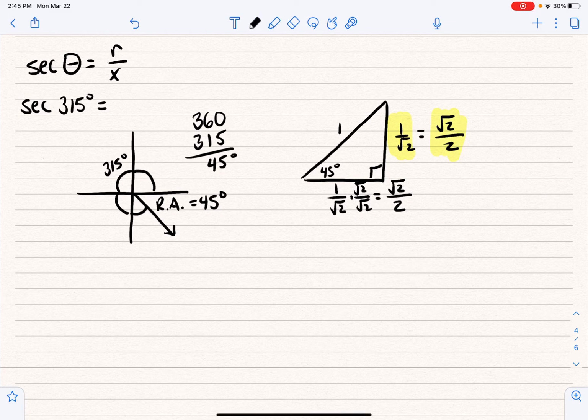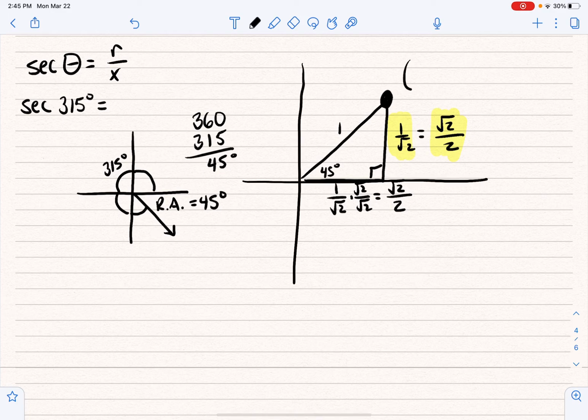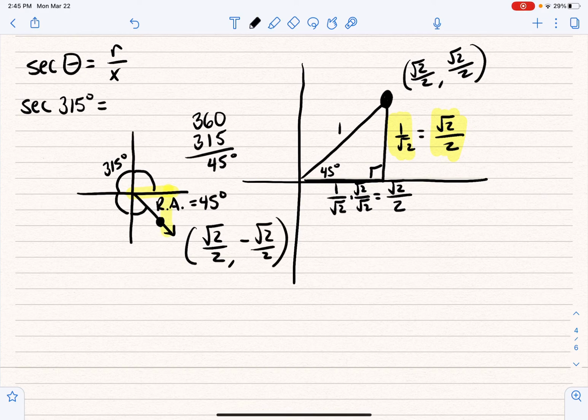So, what does that mean? Well, that means that I could pick a point, if this was a coordinate plane, that point right there would have to be square root of 2 over 2, square root of 2 over 2. Those are the x and y coordinates of it. So there exists a point on this 315 that would be positive square root of 2 over 2, because it went in the positive x direction, this way. But then it went in the negative y direction, so it'd have to be negative square root of 2 over 2. And so that's what the x and y values are.